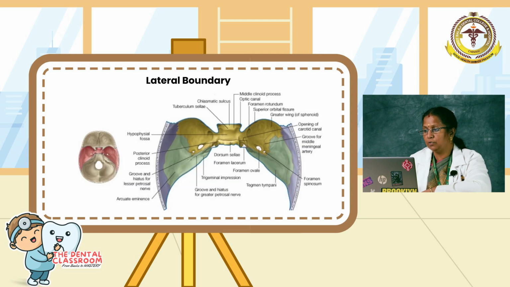This is a diagram again showing the lateral boundary. The first one, which is anterior, is the greater wing of sphenoid. Next behind that is the petrous part of temporal bone, and superiorly is the parietal bone.